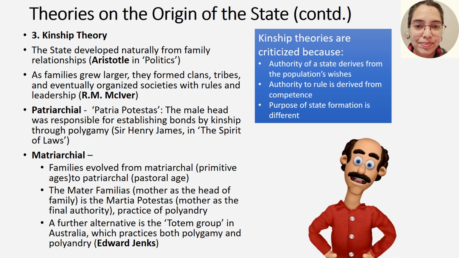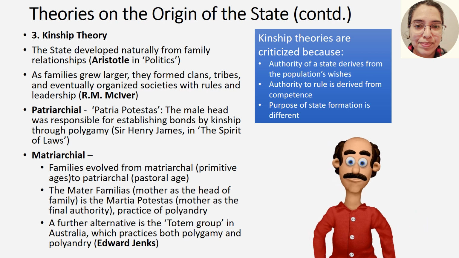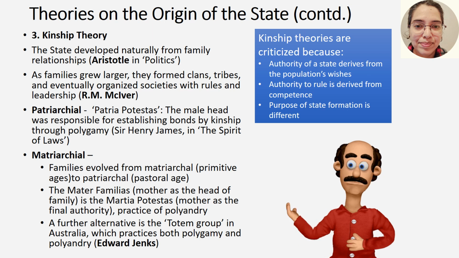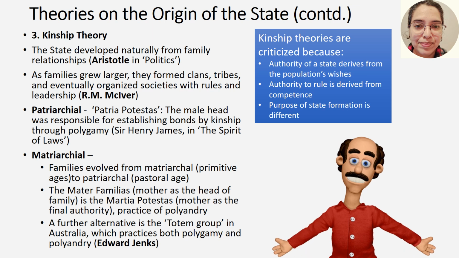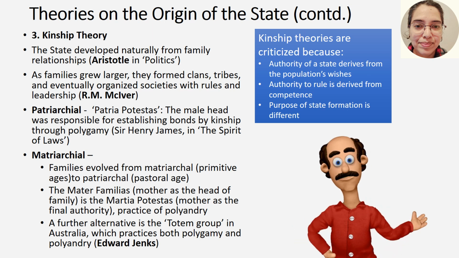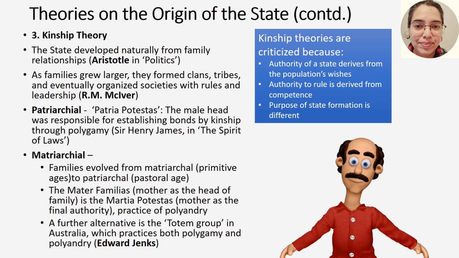Families evolved from the matriarchal, in the primitive ages, to the patriarchal, during the pastoral age. Here, the mater familias, mother as the head of family, is the martia potestas, mother as the final authority. Practice of polyandry is existent. An alternative to the traditional matriarchy is the totem group in Australia, which practices both polygamy and polyandry. This was pointed out by Edward Jenks.